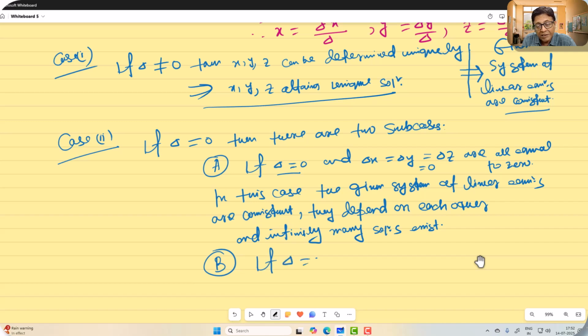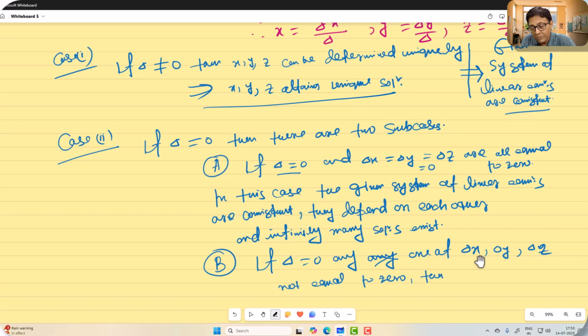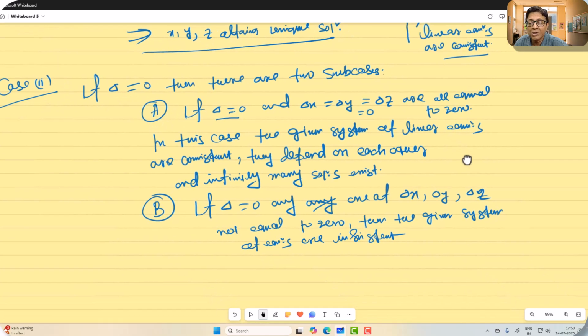If delta equal to 0 and any one of delta x, delta y and delta z is not equal to 0, then the given system of equations is inconsistent. I mean, no solution will exist.